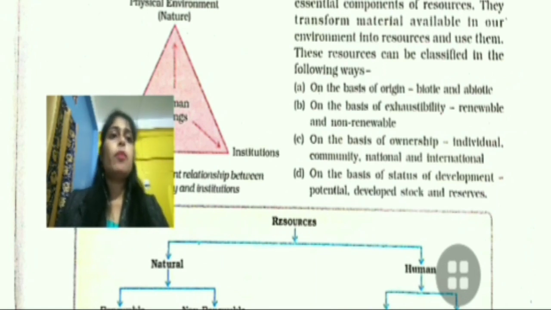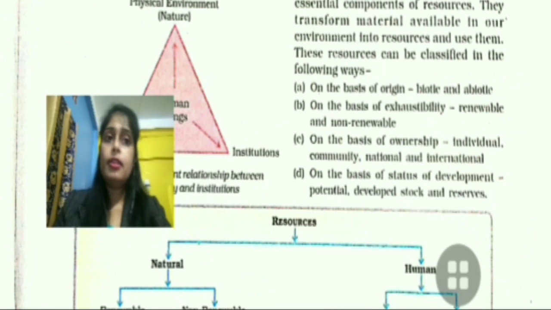Next, on the basis of ownership: whether the resource is owned by an individual, a community, the nation, or international. Next one is D, on the basis of the status of development: potential, developed, stock and reserve. On the basis of development of the resource also, there are four categories: the potential resource, the developed resource, the stock, and the reserve.